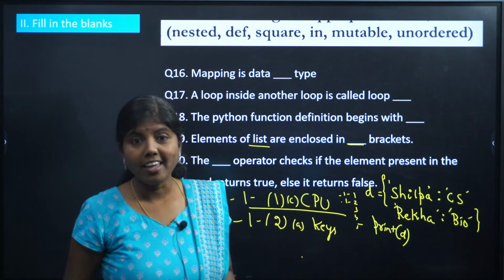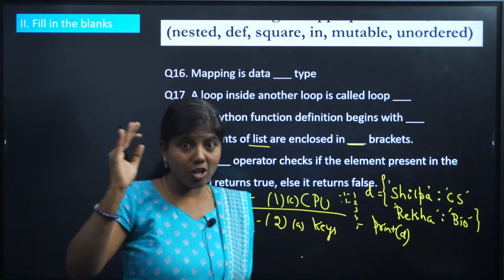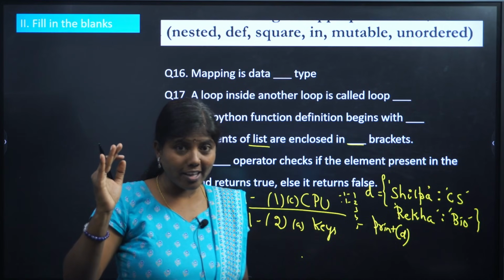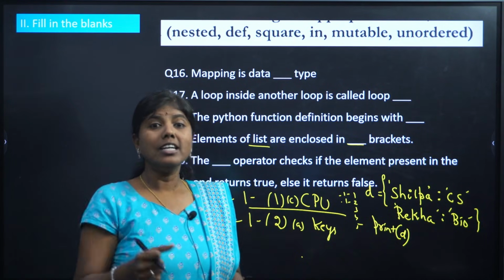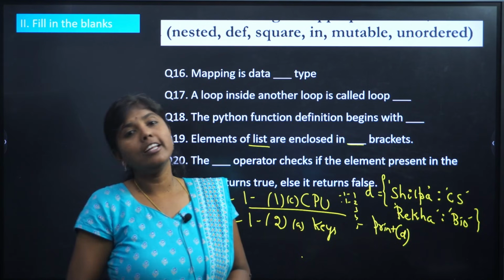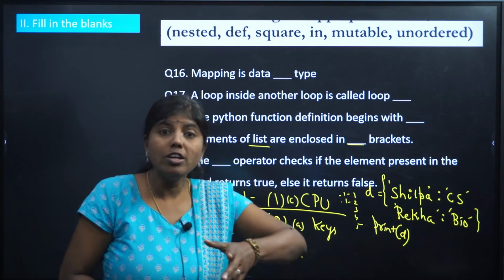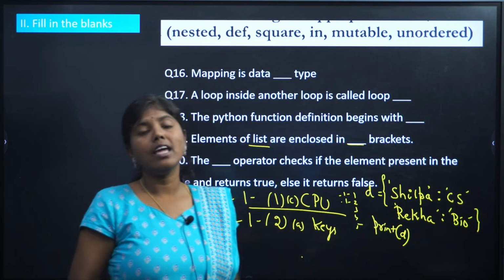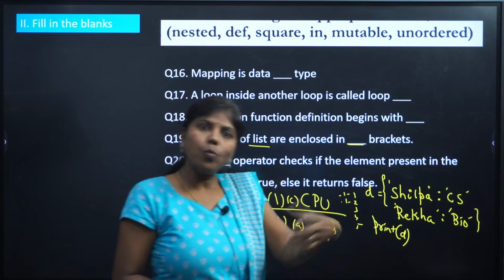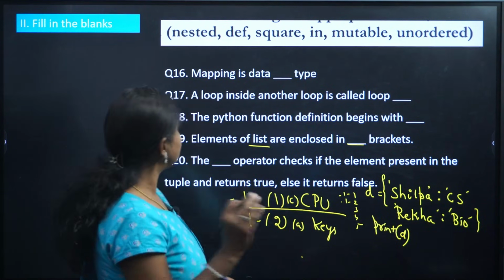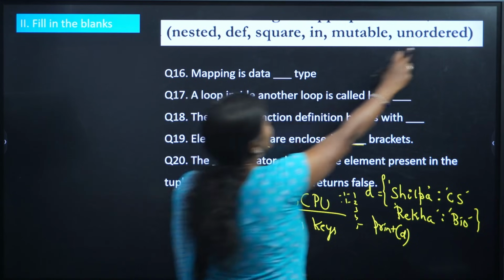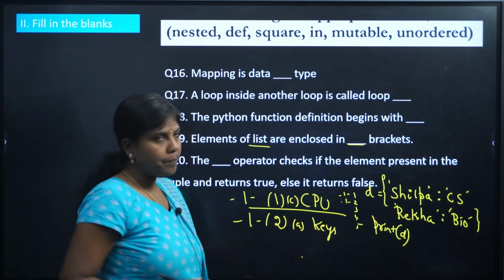Otherwise, if you recall the list, the tuple and the string, it is an ordered collection of elements. Mapping, the dictionary, is an unordered collection of elements wherein the order need not be the same as the order in which you've given. That's the point here that you have to keep in mind. Just remember that. Mapping is an unordered data type.